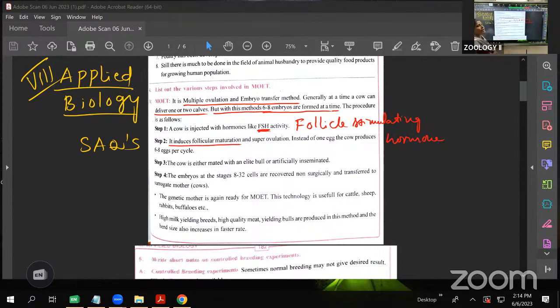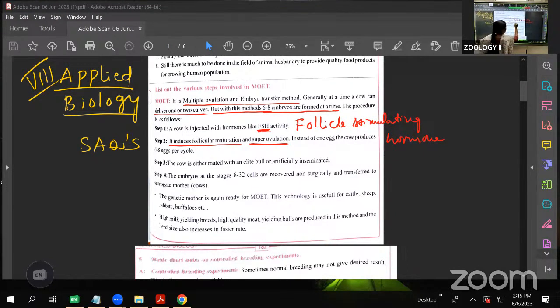Already we discussed the female reproductive system. Inside the ovary, a number of follicles are there: the primary follicles, the secondary follicles, the tertiary follicles, and Graafian follicles. These Graafian follicles produce the ova, which we call ovulation. Here it induces follicular maturation and superovulation. Normally only one ovum is produced from the follicles, but here a number of ova are produced. That's why we call it superovulation.